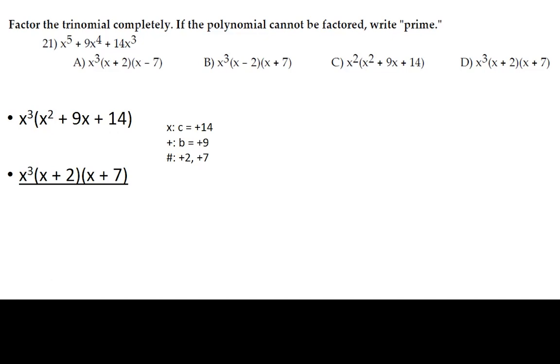That we can factor our simple way where the multiplication goal is c. We want numbers that multiply to +14 and add to +9. Those numbers are +2 and +7, so we make x plus 2 and x plus 7. Together, the factored form is x cubed times x plus 2 times x plus 7.